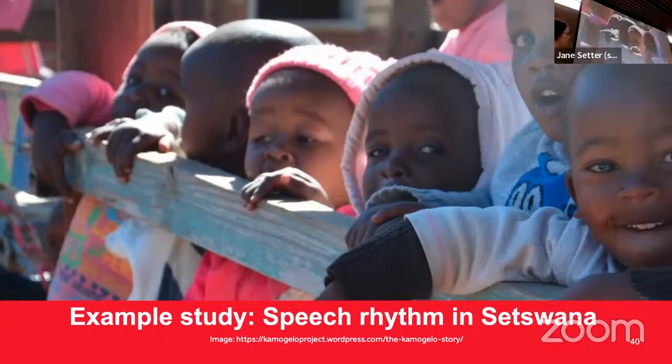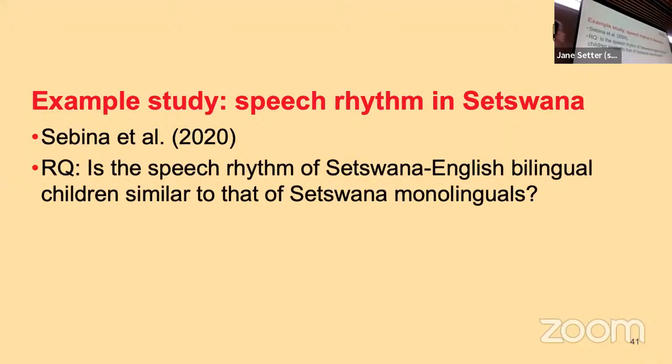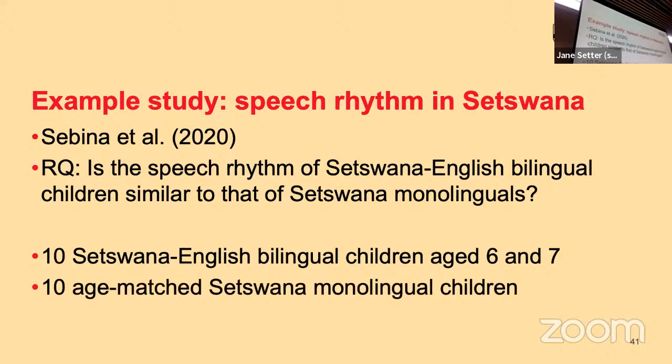they can apply that. So this is an example from my PhD student, now no longer a student, Dr. Sebina, who looked at speech rhythm in Setswana. She was interested in whether the speech rhythm of Setswana-English bilingual children was similar to that of Setswana monolinguals, because she was interested to see whether the English was having an effect on the Setswana rhythm. And she had 10 Setswana-English bilingual children and 10 age-matched Setswana monolingual children. Now you might think that's not many, and it isn't. But it was so difficult to get this data. It was really, really hard work. So this is what we went with.